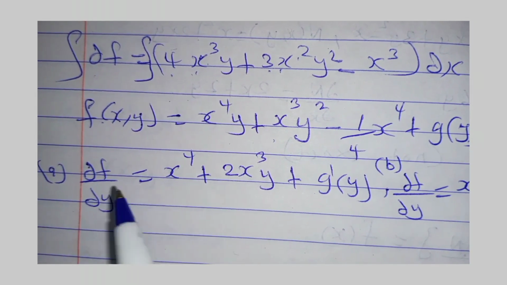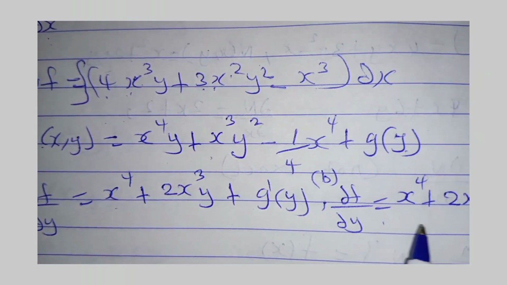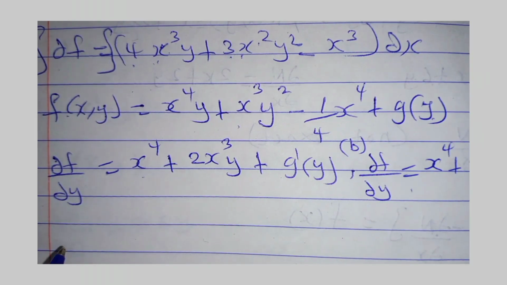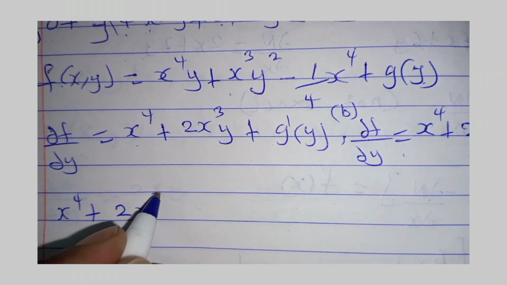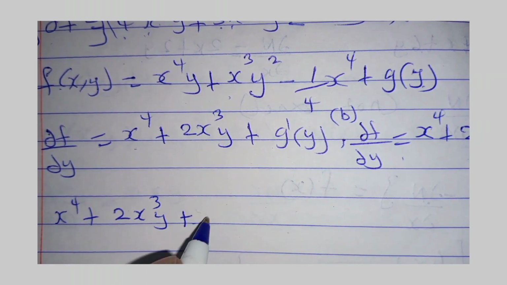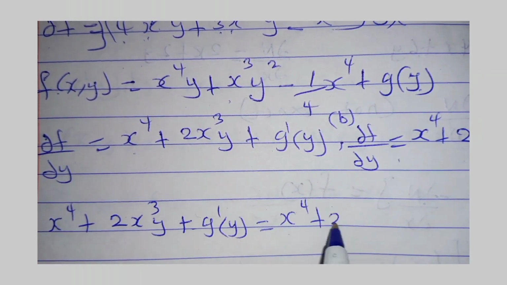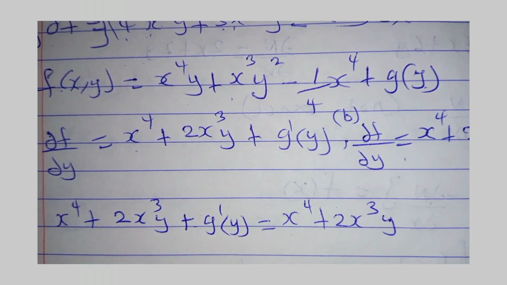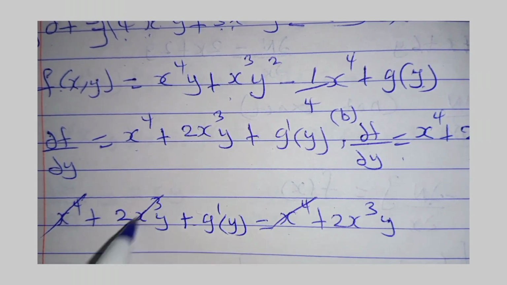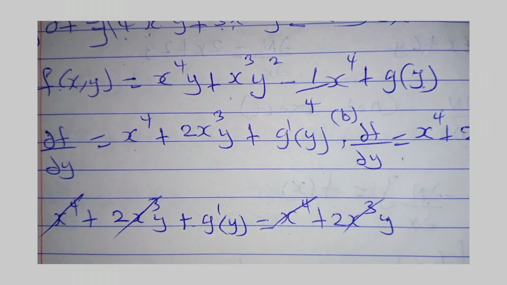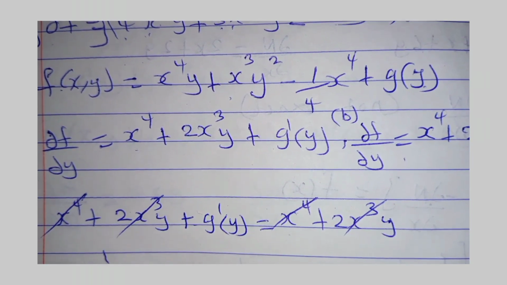When you compare equation A with equation B, the left-hand sides are equal, so you equate the right-hand sides. We shall have x to the power 4 plus 2x cubed y plus g prime of y is equal to x to the power 4 plus 2x cubed y. Now, you can see x to the power 4 is the same on both sides, so you can cancel it. Also 2x cubed y is the same, so we are left with g prime of y is equal to 0.